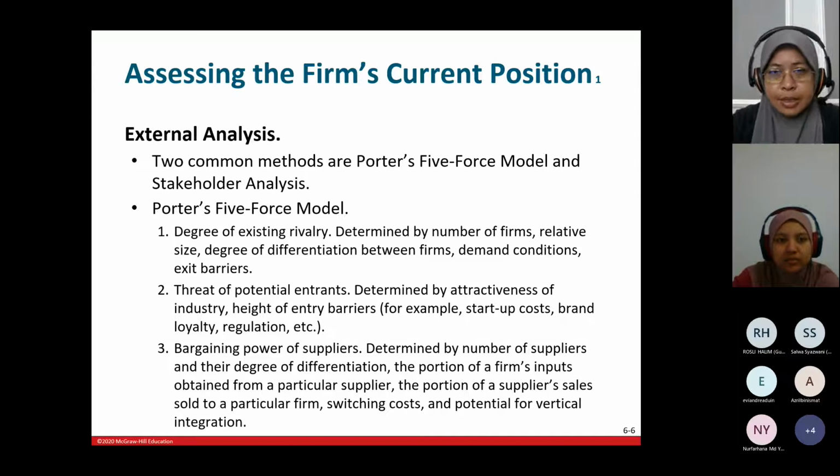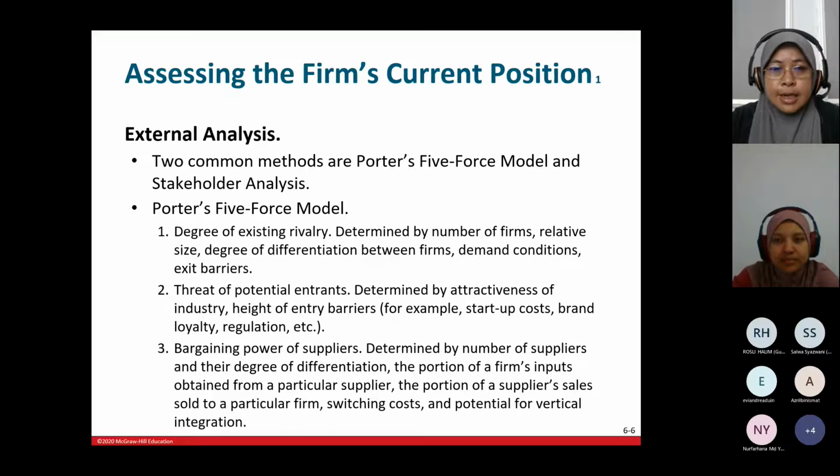So, assessing the current position. Every company already knows what is going on in their position, what is going on in their company. The thing is, what are the things outside of the company, in the industry? What is going on in the industry? This is the most important thing that influences the success of the timing to enter the market.